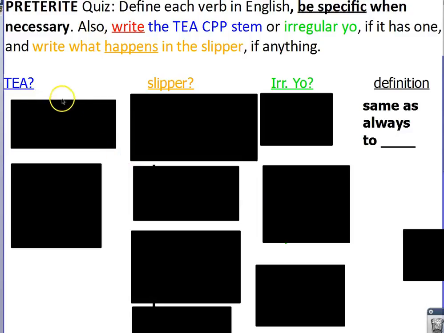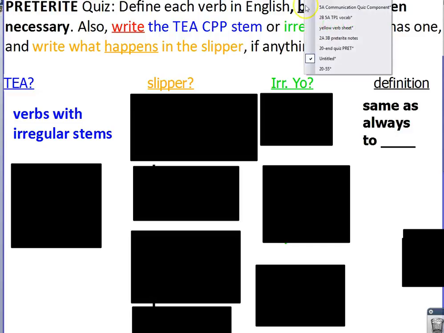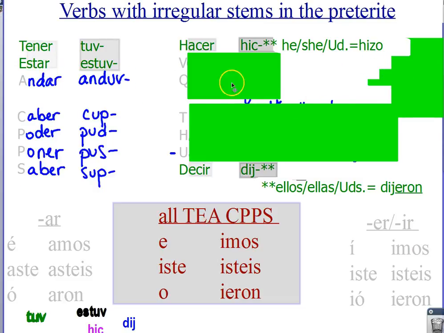If you are asking yourself, is it a verb with a teacup stem? Well, that means any verb with an irregular stem. And in your notes, you have information that looks just like or similar to this, where it says verbs with irregular stems in the preterite. The stem of tener should be ten, but for no good reason it's tuv. Estar should be est, but it's estuv. And then we have also filled in and discussed the rest of this information.